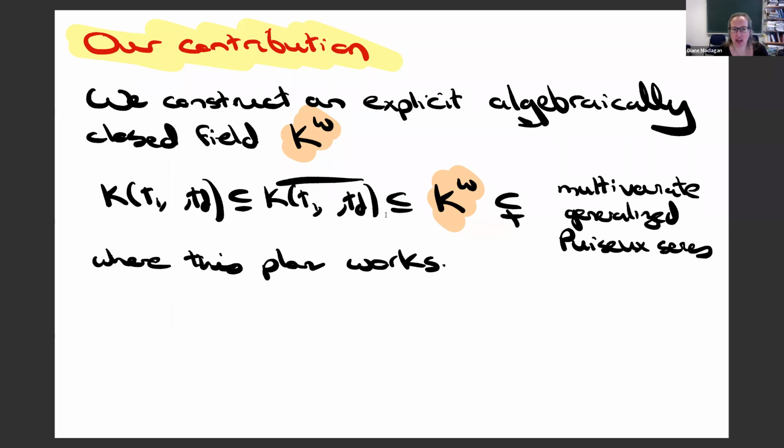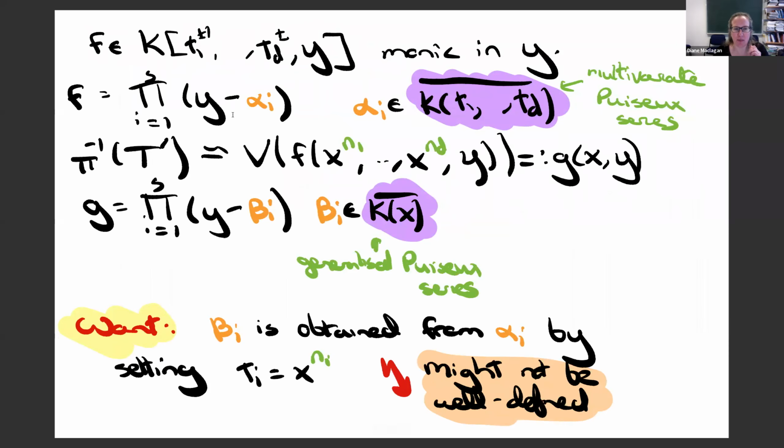So that you know that what I said might go wrong: if I have an alpha_i, when I try to plug in t_i equals x to the n_i, I know that I will never end up adding up an infinite number of terms. So we can define a substitution map, and it turns out that it will then turn into these roots beta_i.